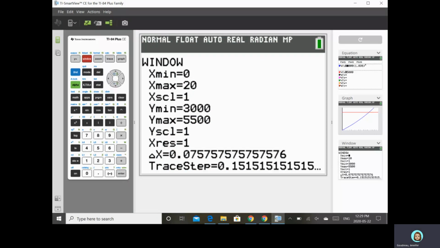I set the Y maximum at 5,500. I knew I would have to go at least as high as 5,000 because that's the value of Y2 we're going to put in there. And then I just went up a little bit from there, but 5,000 would have worked as well.